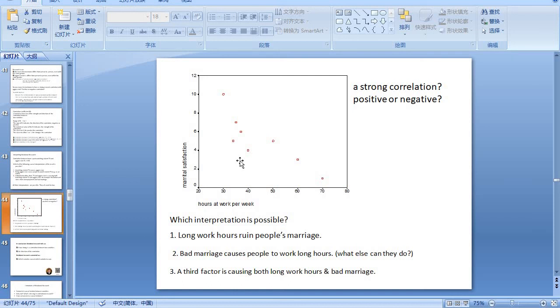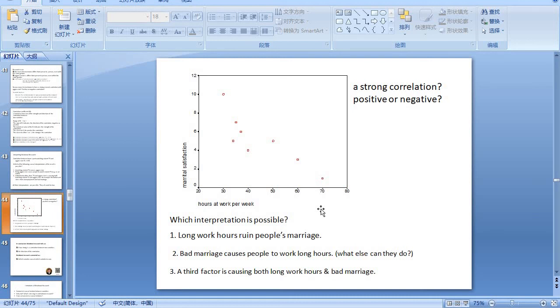That's one possibility only. Could it also be possible that a poor marriage causes people to work more? That is another possibility. You cannot rule this out. Maybe the family life is so stressful, so unsatisfying, you would rather stay at work. Working is an escape from a poor marriage. That is also a possibility.